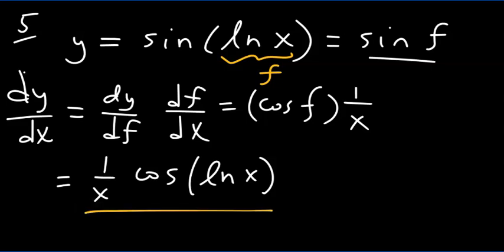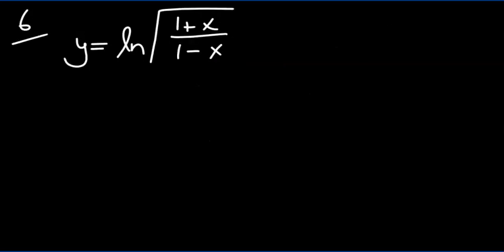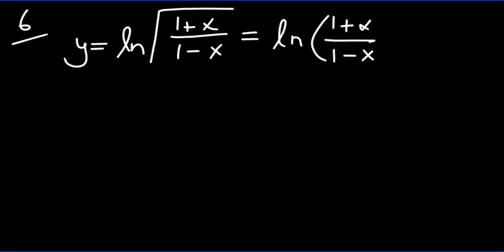And that is the answer. Let's look at this problem. Now first, we understand that square root is power half. So let's write that first. 1 plus x over 1 minus x to the power half.